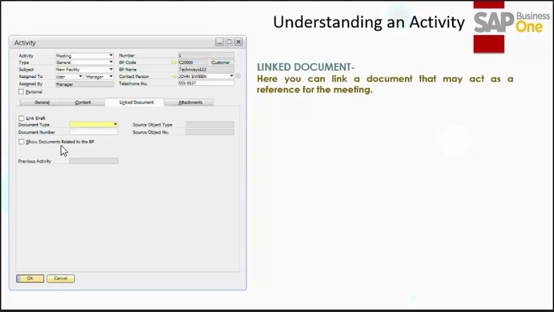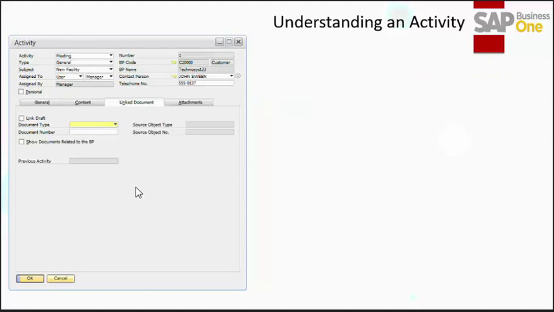This checkbox here shows documents related to the business partner. It filters the selection of documents so that you only see those related documents selected to this business partner. Source object type, it indicates the activity was created from a service call or a sales opportunity or other things. Source object number, service call or sales opportunity number from which the activity was created. If there is any previous activity, then it will be displayed here. If there is a previous activity, that means that this activity is a target activity for this.